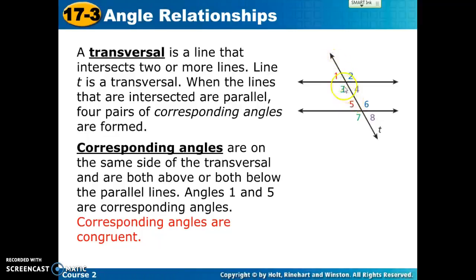Corresponding angles are congruent. 3 is an obtuse angle, 7 is an obtuse angle. They have the same measure. Same with 2 and 6 have the same measure. And because they are opposite each other right here, or what we call vertical angles, they are the same measure. And then finally 4 and 8 are acute angles having the same measure.